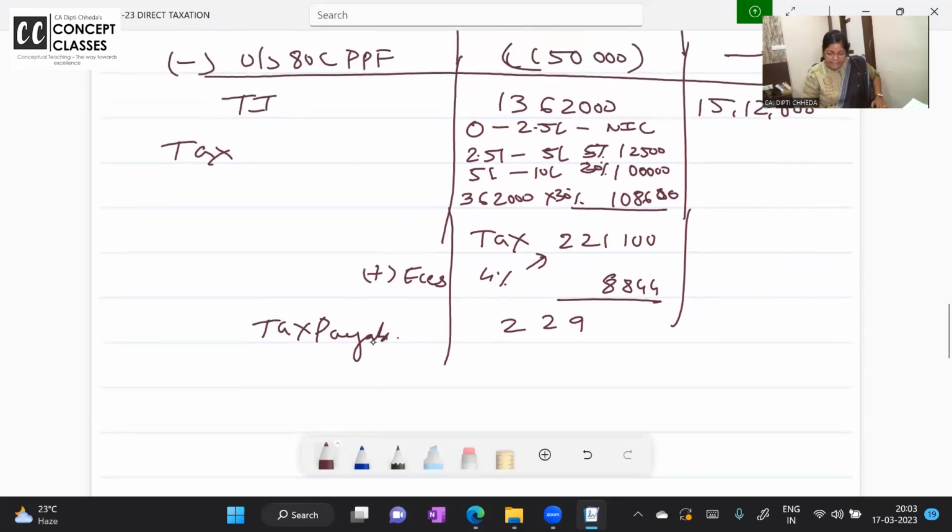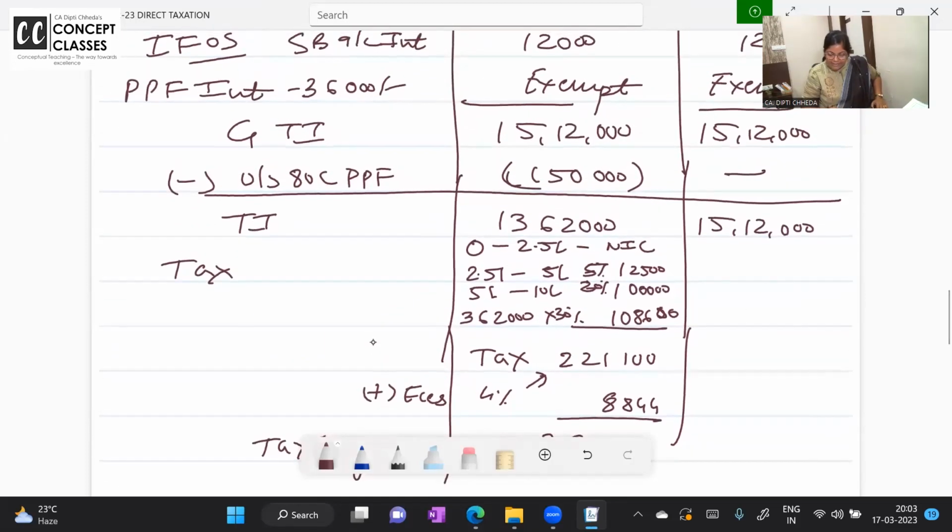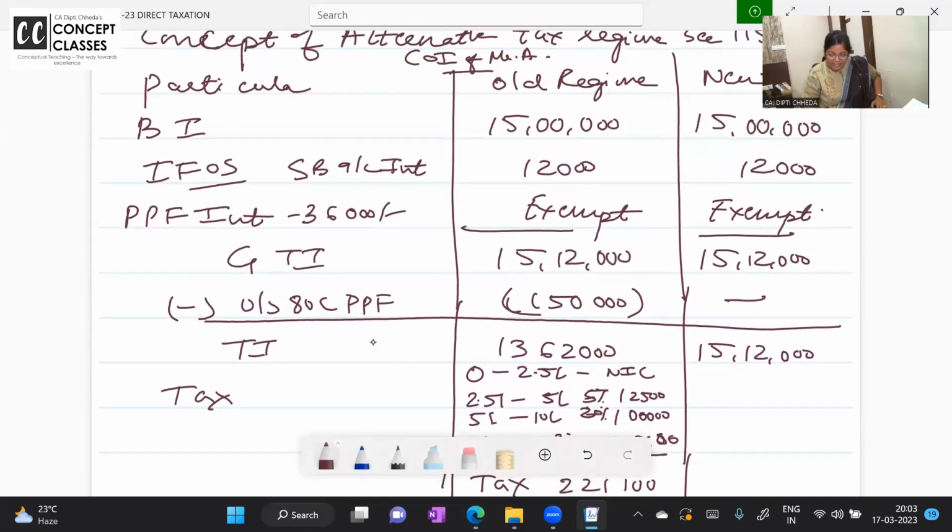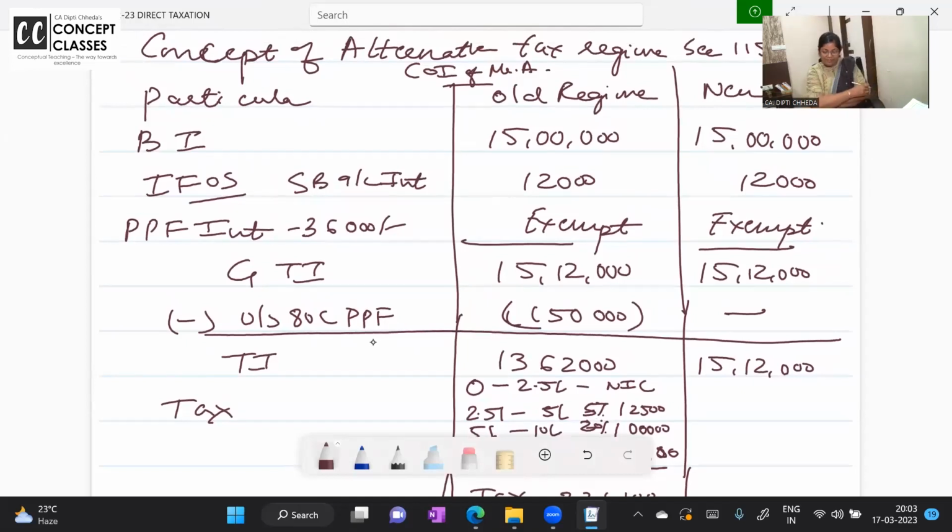29,000. Oh, sorry. One more mistake I did. Can anyone say what mistake I have done? One more deduction is allowed, which I missed. And no one remembered it. This is the impact. Jab bahut aage jaate hain, toh piche bhul jaate hain.